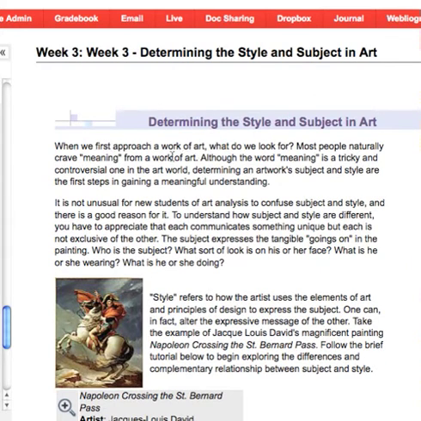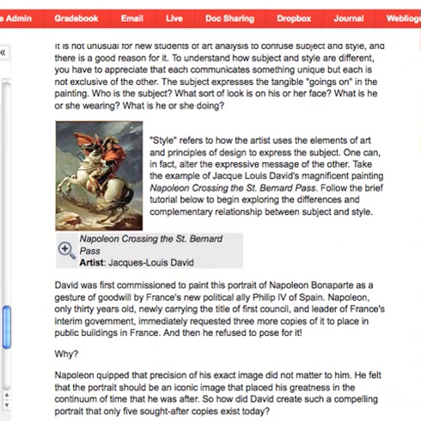It talks about how when you approach a work of art, you're looking for some kind of meaning. What's going on here? And the reality is, meaning sometimes is a little bit hard to figure out. So you have to sort of start back into it. Look at the picture carefully. One of the things you might want to consider is style, all right? And that basically talks about how the artist uses the elements of art and principles to express the subject, okay?